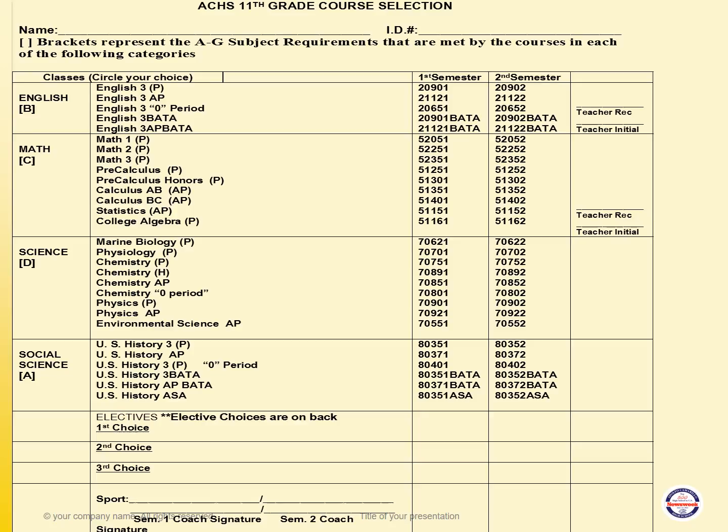For math, there are a couple of different options as well. Math 1, Math 2, Math 3, Pre-Calculus, Pre-Calculus Honors, Calculus AB, Calculus BC, Statistics AP, and College Algebra. Remember that your math teacher will indicate the proper course placement for the following year.